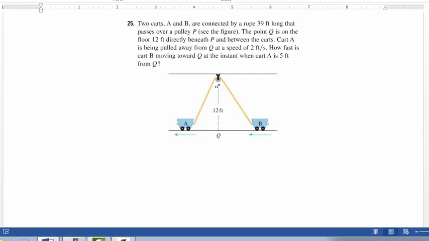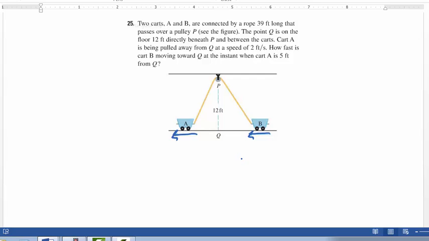So that's really the one thing that I guess is not going to be changing here. That's always 12 feet from the pulley down to the floor. Cart A is being pulled away from Q, so you see the arrow here, at a speed of 2 feet per second, and they want to find how fast B is moving toward Q. So in other words, they want you to find this. When cart A is 5 feet from Q.